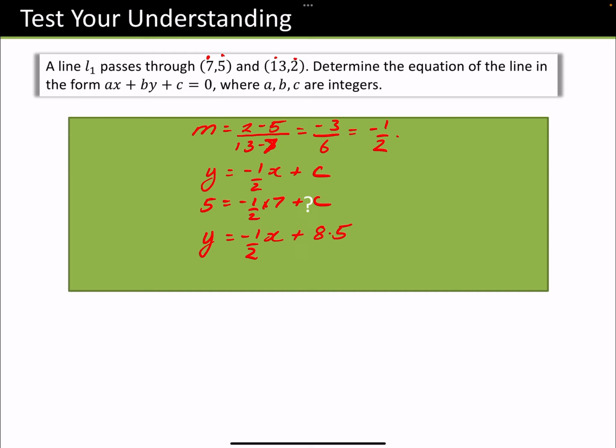I'm going to use that same trick that I used earlier to make everything nice and neat. I'm going to double everything. So I've got 2y equals minus x plus 17. And then I'm going to bring everything over onto the left-hand side. So I'm going to add x to both sides. I've still got the 2y. I'm going to take 17 from both sides and set it equal to 0.